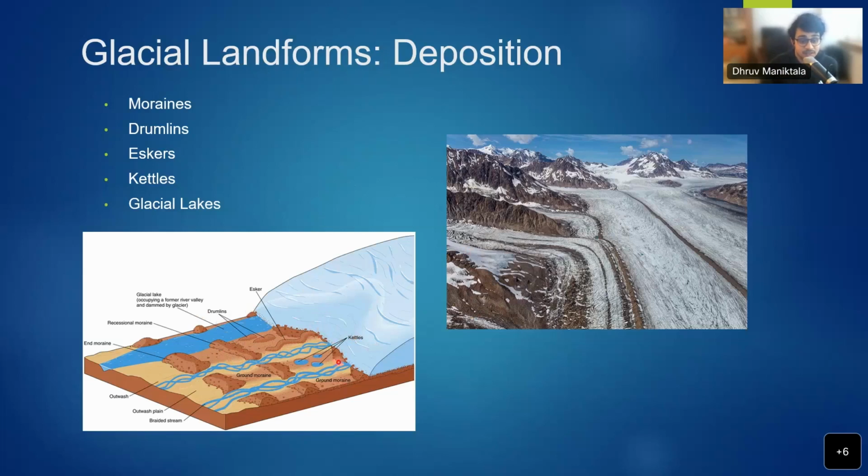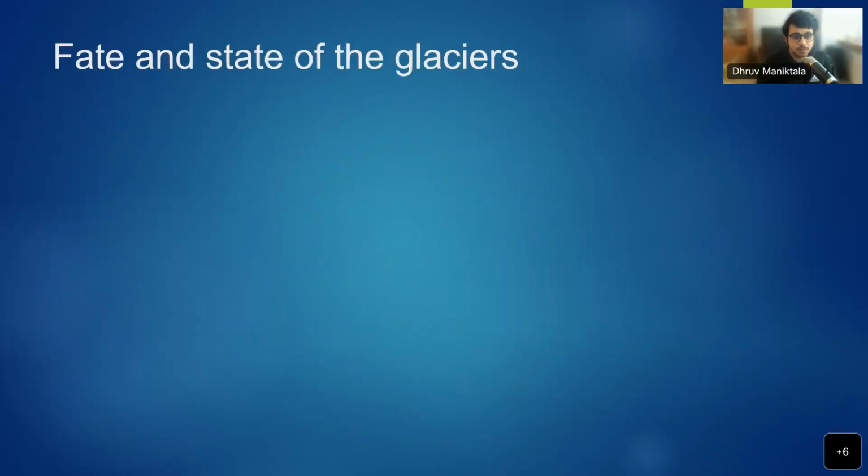Then we have kettles. They are basically icebergs stuck into the ground, and when they melt, they make small kettle lakes. And then we have glacial lakes. These are big lakes formed due to glacier melting, and the sediments that are brought down by the glaciers form a sort of natural damming at one end, and the other end is dammed by a glacier. And then these small lakes form because of melting. So these are some of the major depositional glacier landforms.